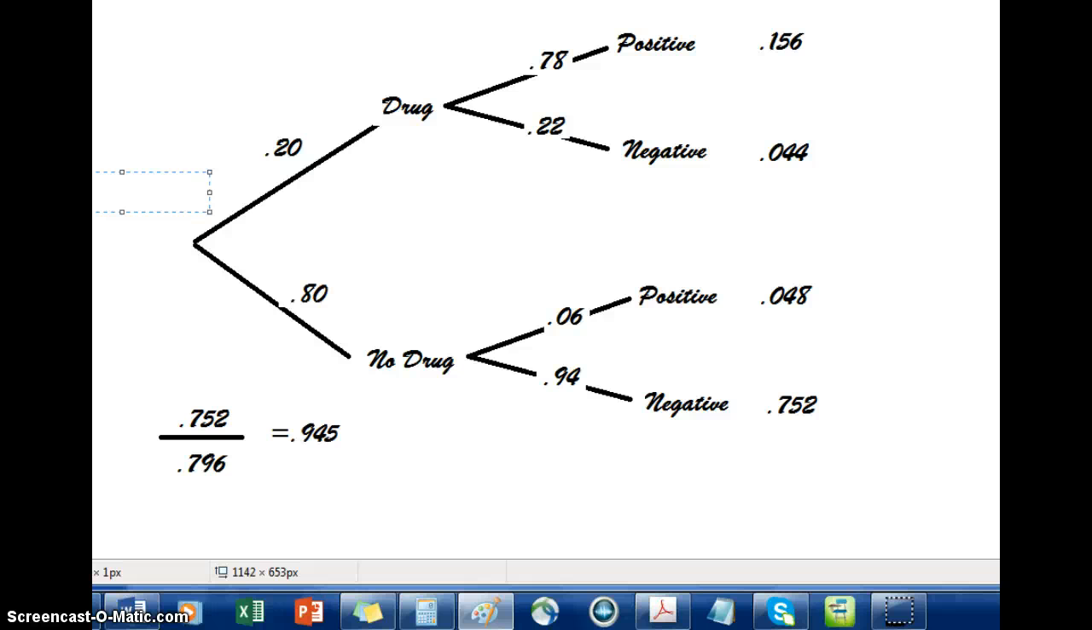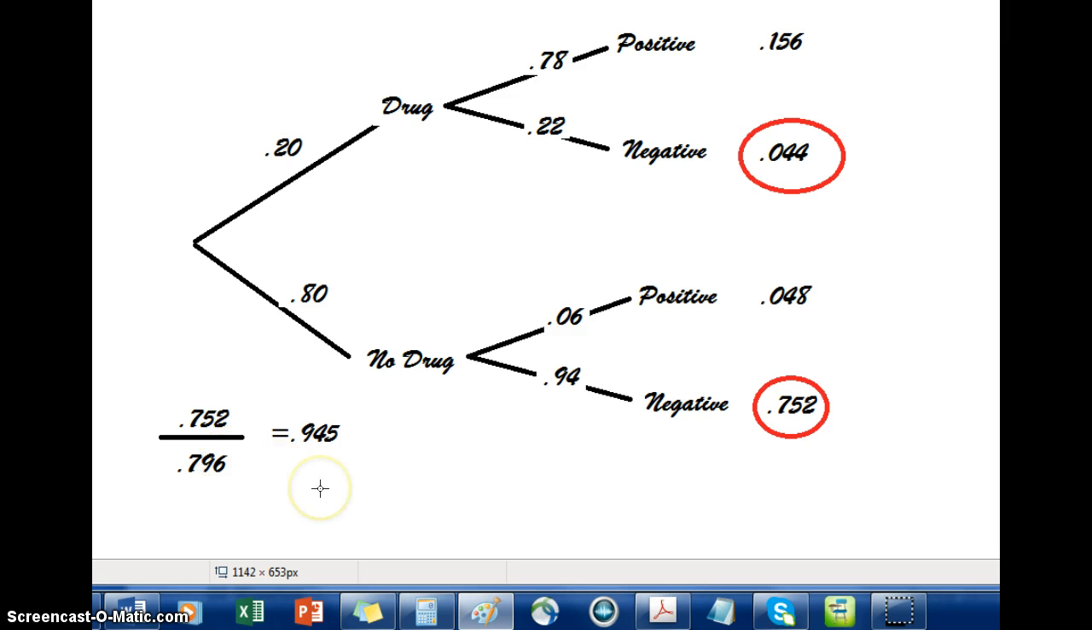So we know we're only going to be looking at people who had a test result of negative. So you have people who use the drug and tested negative, and you have people who don't use drugs and correctly test negative. So all together, if you add those two numbers together, you have 79.6% or 0.796. 0.796 are the people who test negative.